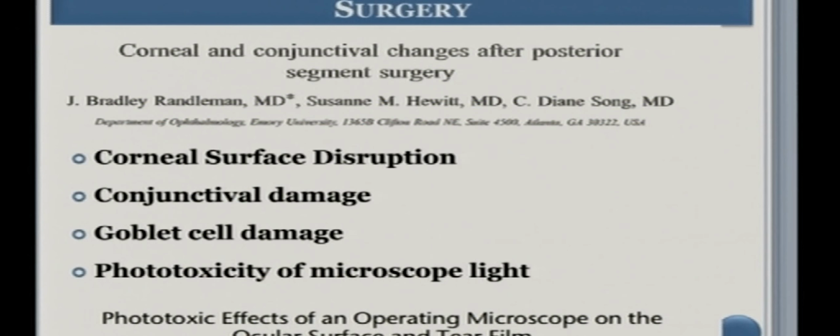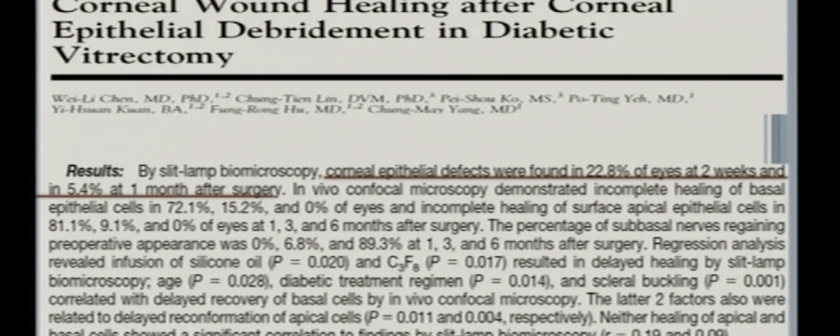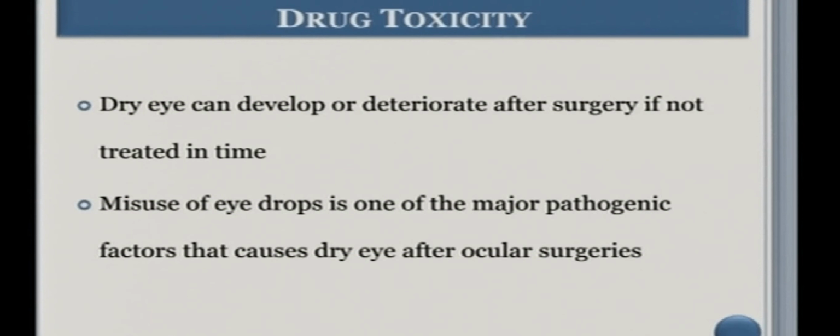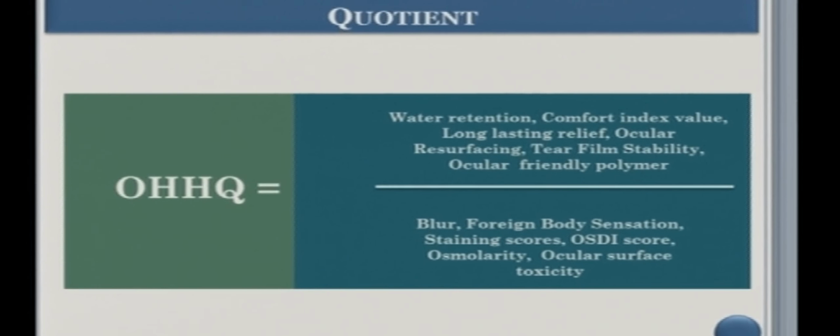So all these factors can cause this ocular surface disturbance. Now, this is one study which found that there was an ocular surface disorder after vitreoretinal surgery, and they found a positive correlation of injection of silicone oil with the causation of ocular surface disorder. Now, we use so many drugs after surgery, and that can also have its toxicity.